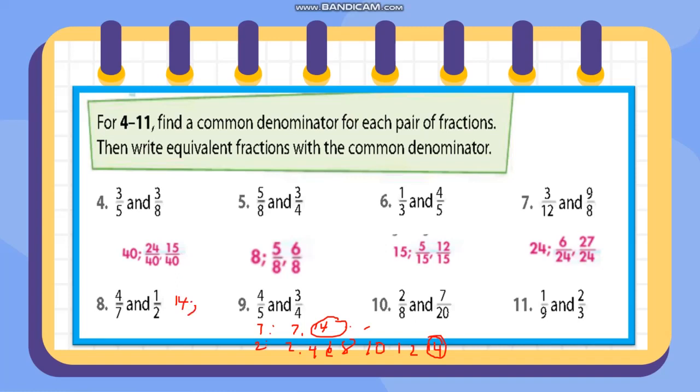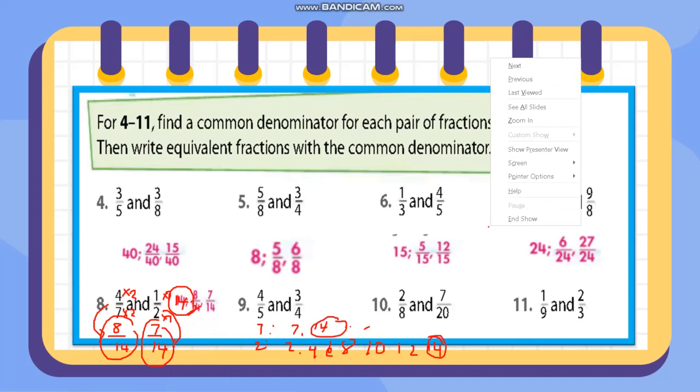Now, what are my equivalent fractions? So I will use 14 as my common denominator. Okay? Now, how does 7 become 14? That is multiplied by 2. So it means I'm going to multiply it by 2. So 4 times 2 is 8. So the equivalent fraction of 4/7 is 8/14. Now, how does 2 become 14? That is multiplied by 7. So I need to multiply this by 7. This becomes 7. So the equivalent fractions are 8/14 and 7/14, and the common denominator is 14. Okay, so that is the correct answer.